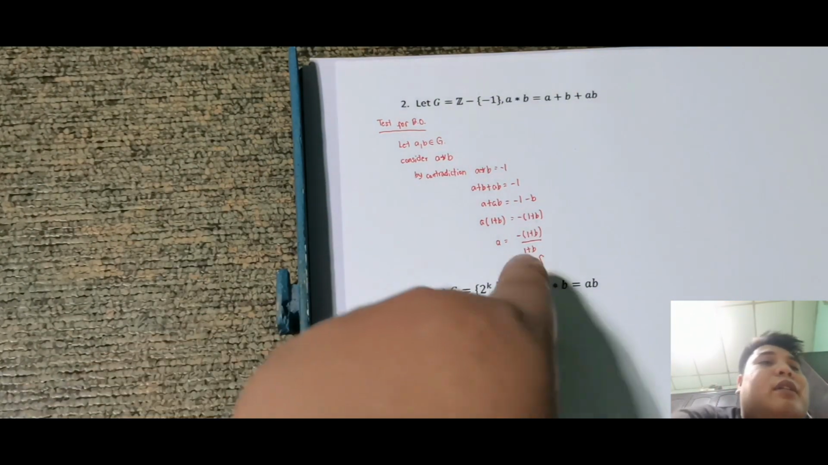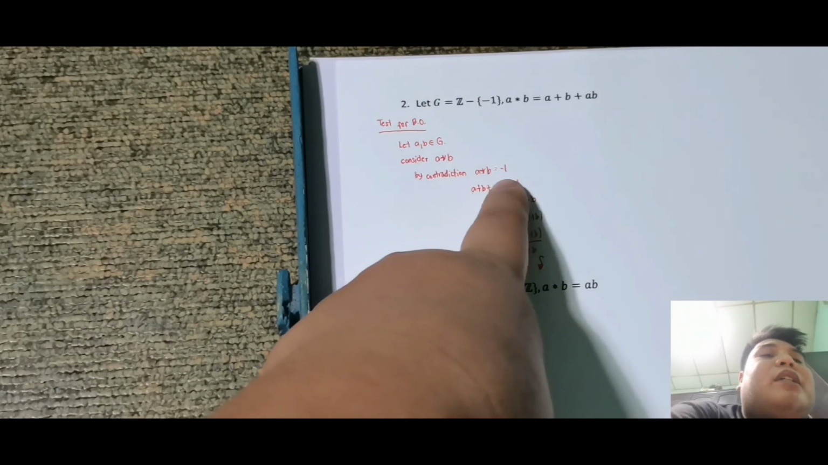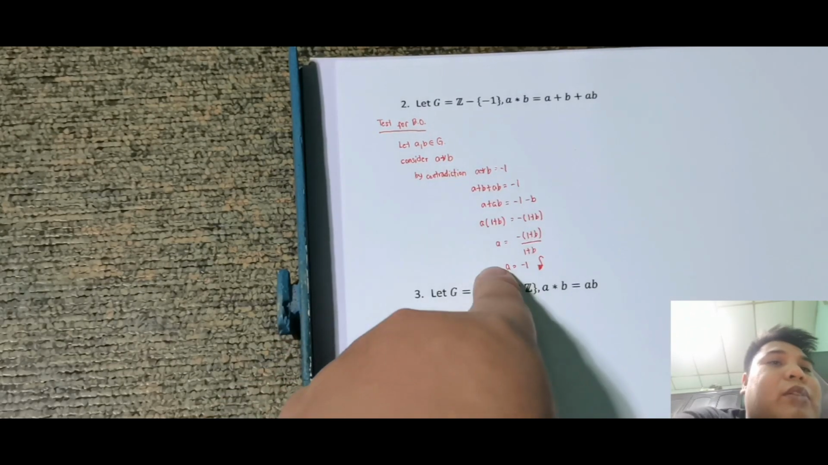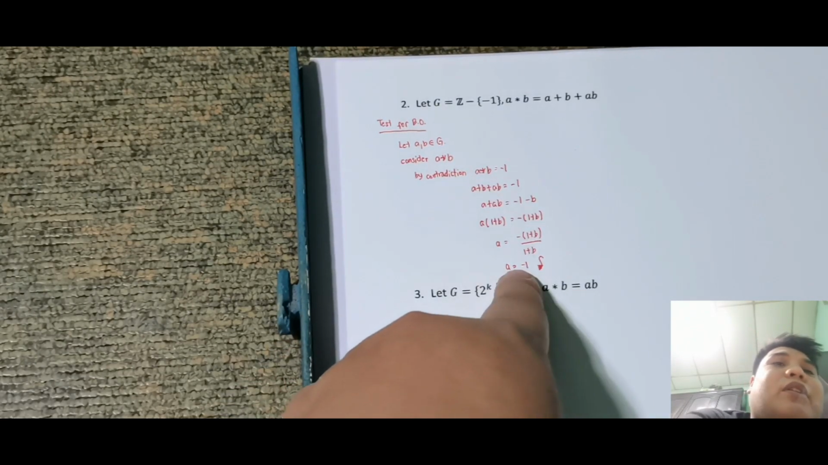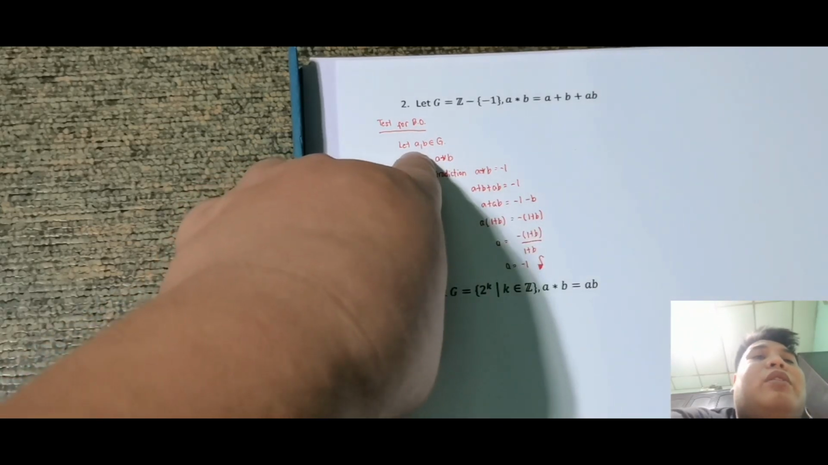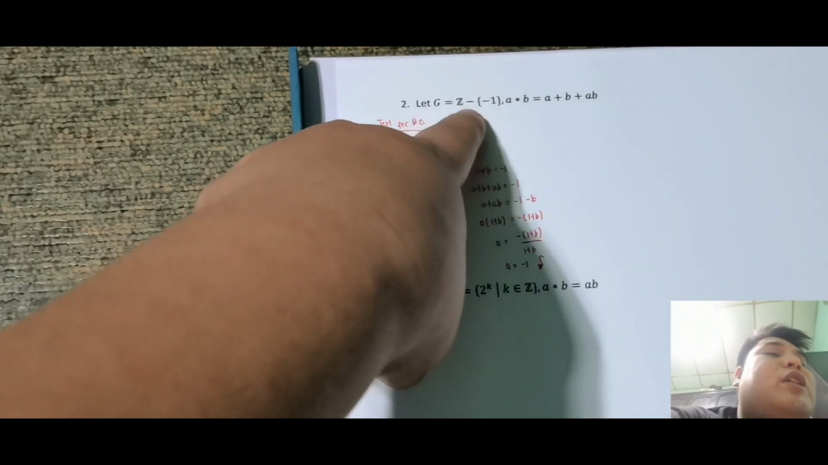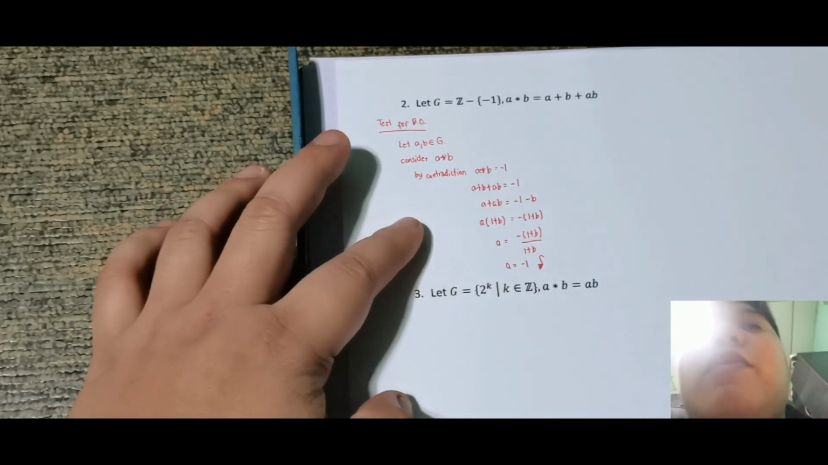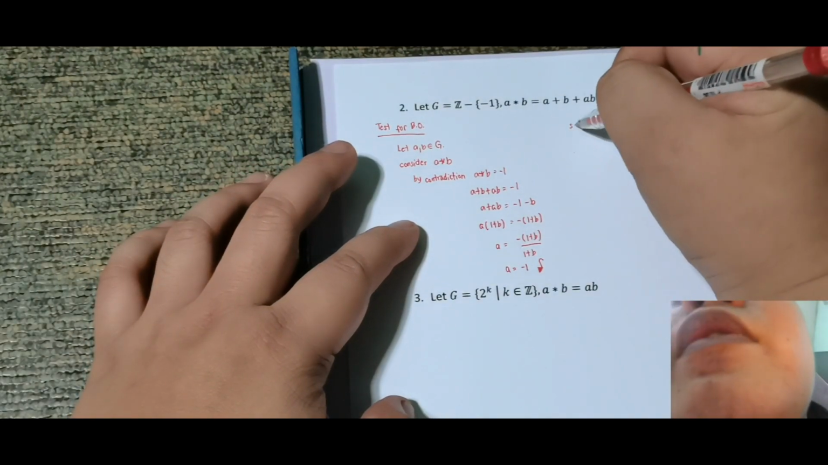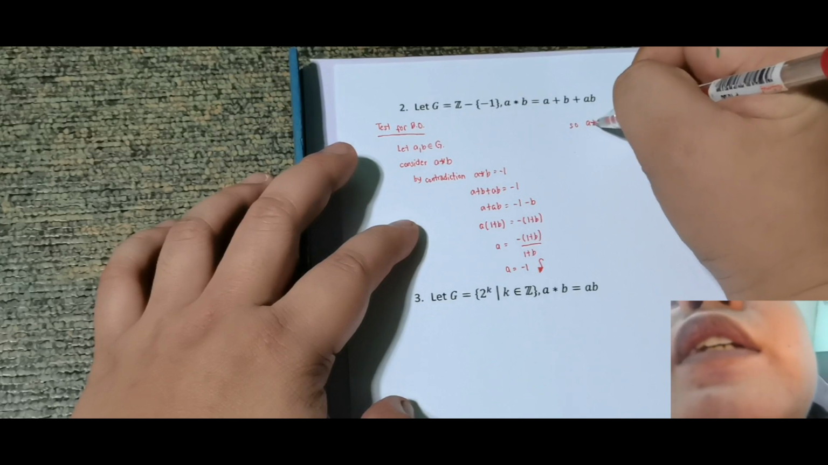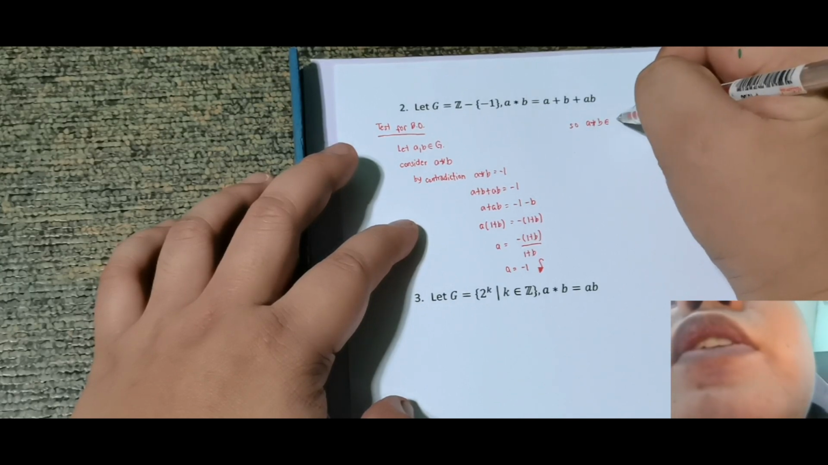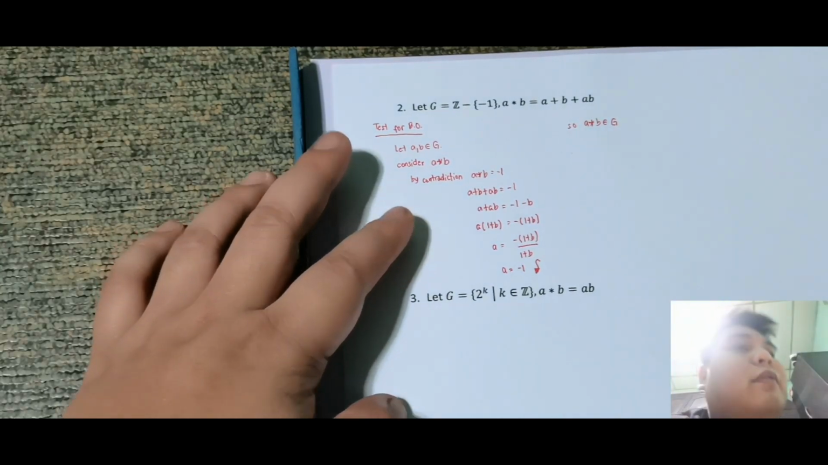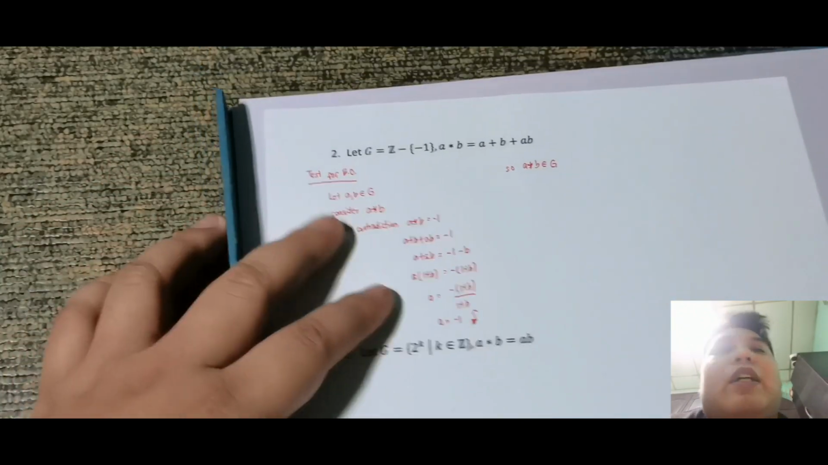Tama? Kasi in-assume natin na A asterisk B is equal to negative 1. Upon solving, nakita natin na A is equal to negative 1, which is a contradiction. Si A kasi, element ng G, which is not equal to negative 1. Therefore, A asterisk B is an element of G. Okay, ganun siya kasimple.